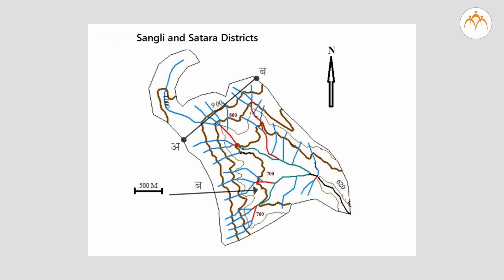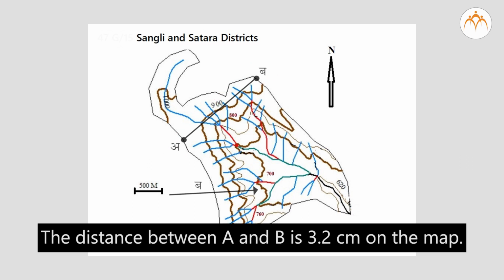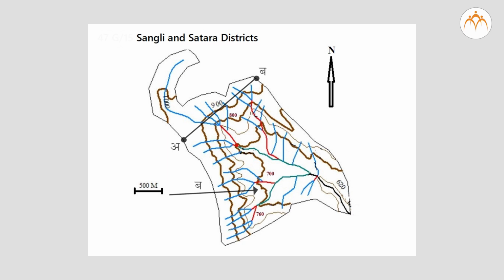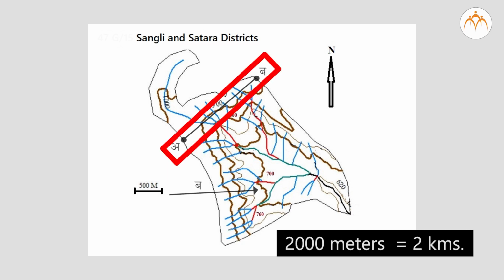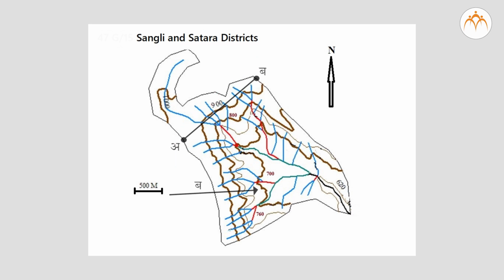Now, by using the formula given earlier, let us find out the distance between A and B. The distance between A and B is 3.2 centimeter on the map. Therefore, the actual distance is 2000 meters, that is 2 kilometers. So, the distance on the ground is 2000 meters, that is 2 kilometers.